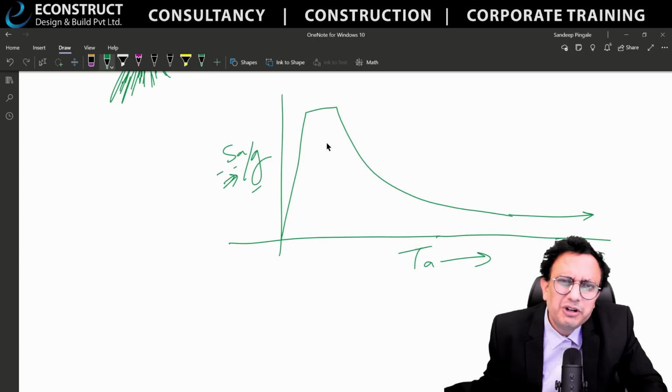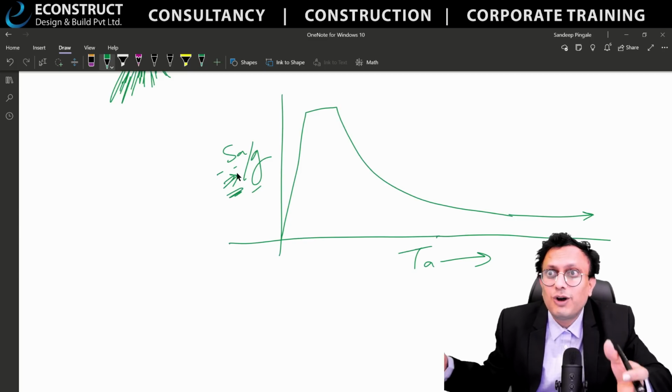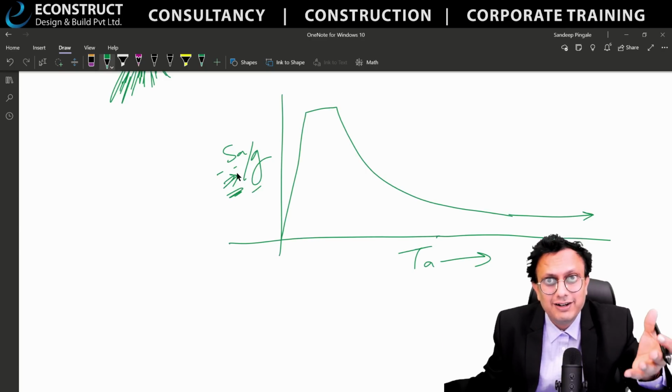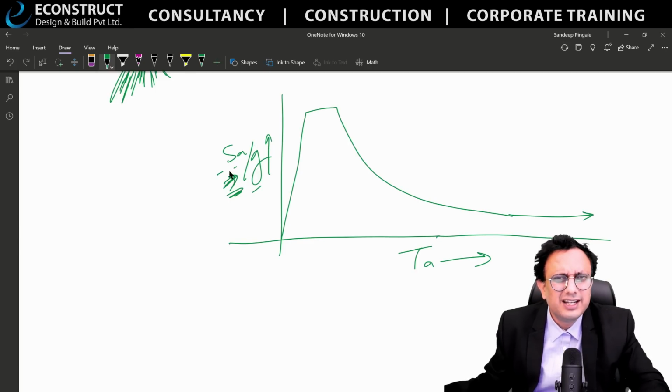Do you think that during the event of an earthquake, gravitational force is zero? Come on, impossible. Otherwise, all would be there in space. Gravitational force cannot be zero. But how much more than gravity is acting? That is actually SA/g. Is it really weird to understand?